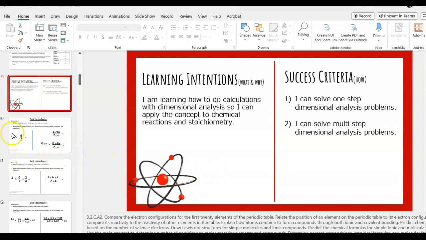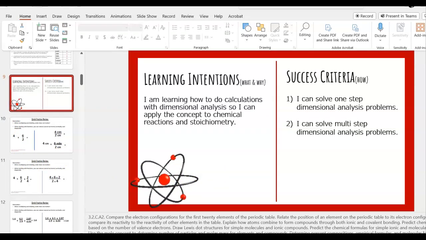I have the screen open, hopefully so that you could see the numbers on the left-hand side so you can fast forward to about slide 22 or so. And if you're feeling comfortable with that, which is multi-step dimensional analysis, then you can fast forward a little bit more to the density section. So that's up to you.